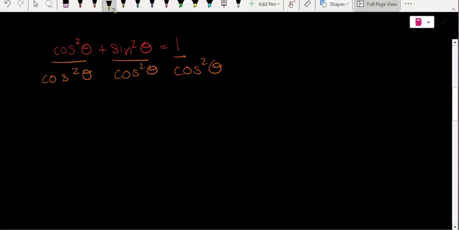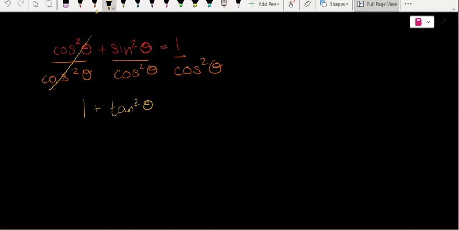If I have cosine squared divided by cosine squared, well, anything divided by itself cancels out, but it doesn't just go away. It equals 1. And now we should know that sine divided by cosine is tangent, right? So sine squared divided by cosine squared gets me tangent squared. And then I've got 1 over cosine squared. We should know that 1 over cosine is secant. So 1 over cosine squared is going to be secant squared. Well, there's one of our other new identities that we've got here.